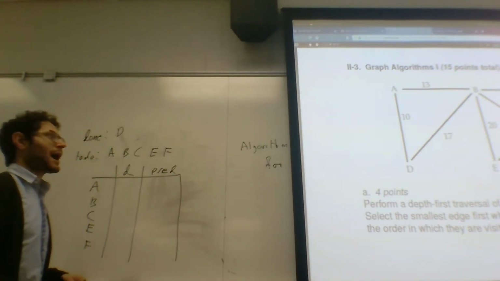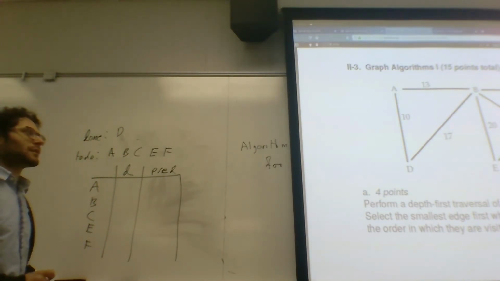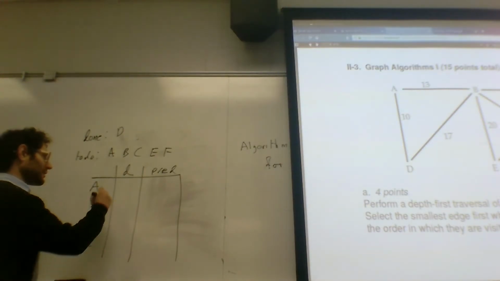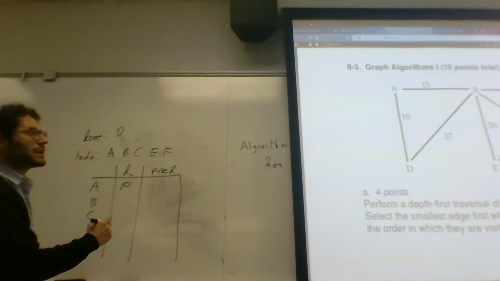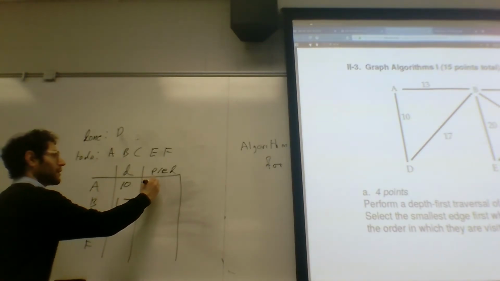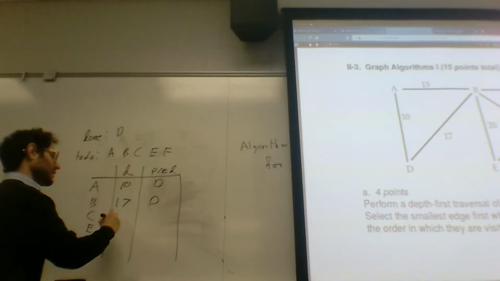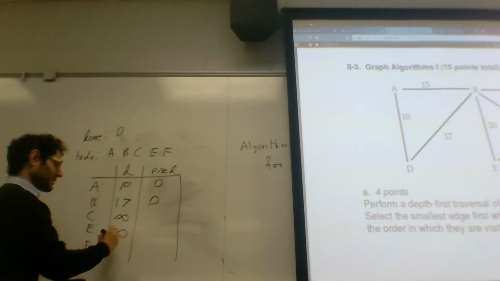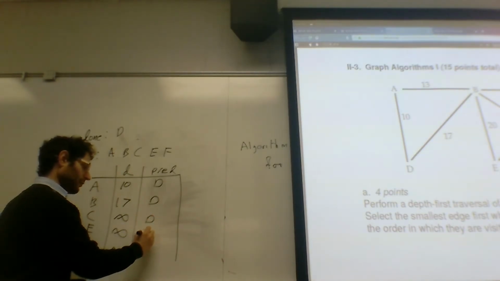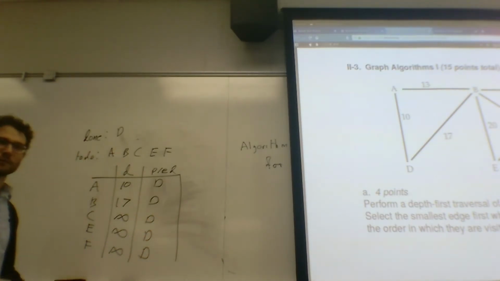So D has edges to which two nodes? A and B. Right? The shortest path to get to A is 10. The shortest path to get to B is 17. We get there from D. And then everything else we don't have an edge to, so we simply say the cost to get to it is infinity. And we get there by going through D. Okay? That's the initialization step of Dijkstra's.